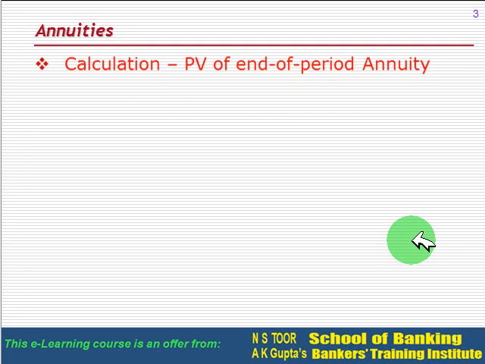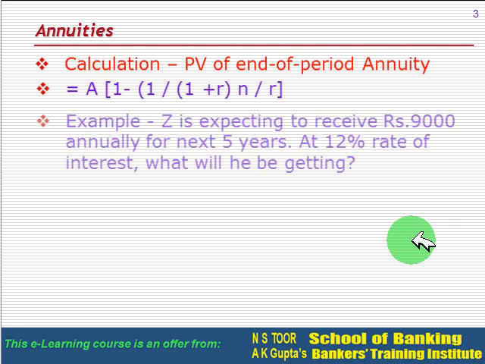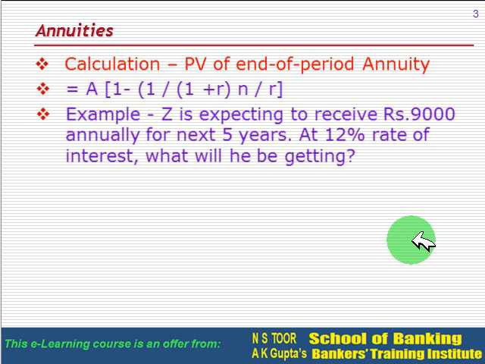Now how do we calculate the present value of end of the period annuity? Here we have this formula. Let us read this example carefully. Z is expecting to receive 9,000 annually for the next 5 years. At 12% rate of interest, what will he be getting?